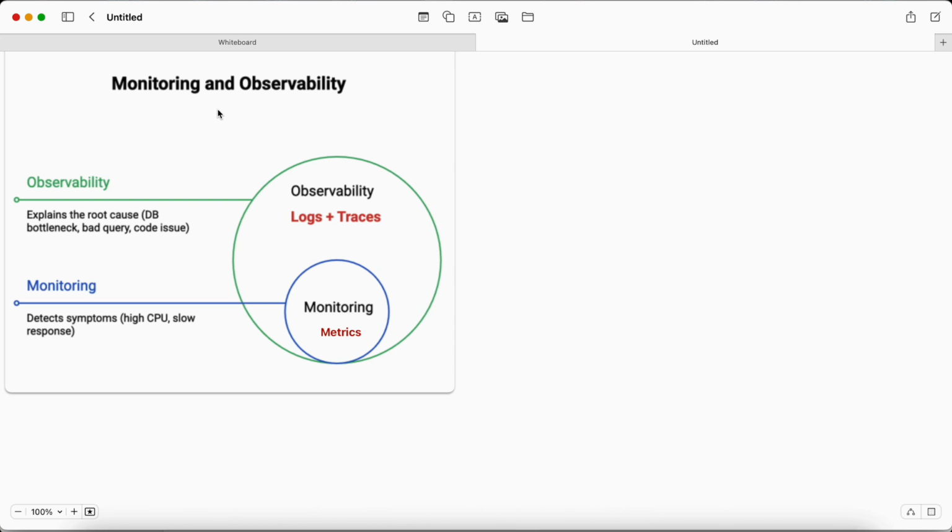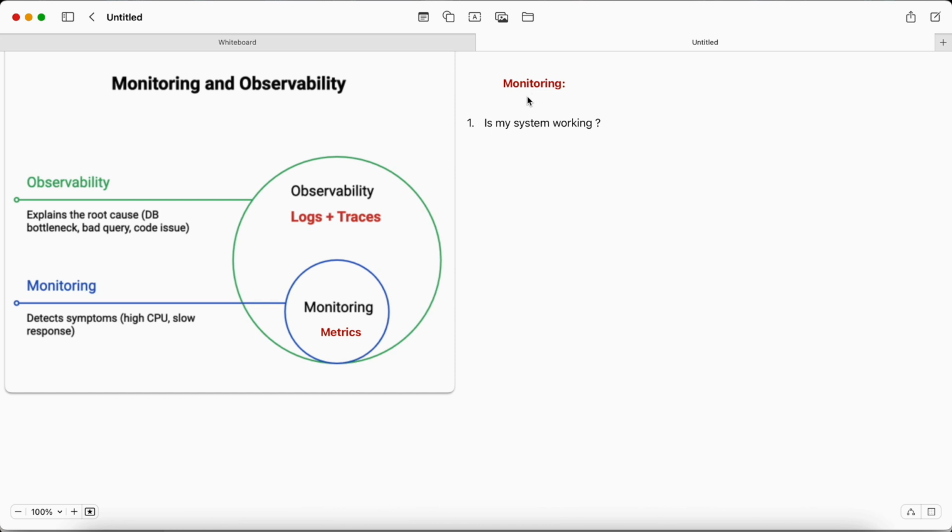Monitoring and observability are closely related, but they are slightly different. Monitoring detects the symptoms such as high CPU, a slow response or high memory usage, etc. Basically, monitoring is about metrics, but observability provides you with the root cause, such as whether the problem is in the database, the payment gateway, a code issue or an API issue, right? All those things. Observability includes, along with metrics, logs and traces. So you can think of monitoring as a subset of observability. Observability includes logs, traces and metrics, but monitoring includes only metrics.